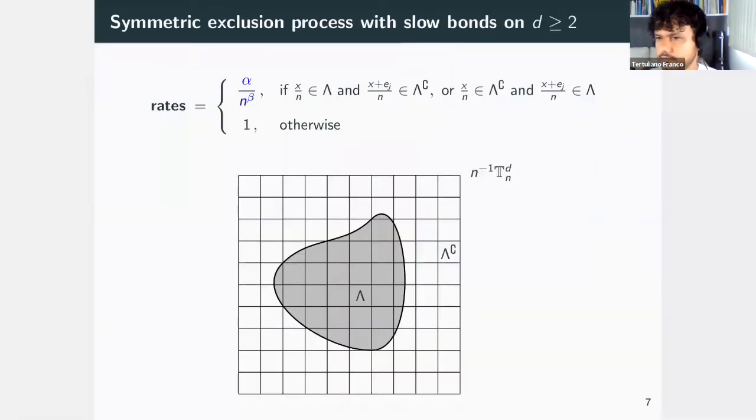Okay, any question so far? Okay. Let's consider the following model. We have this Lambda. Lambda is a region on the continuous torus, with a smooth boundary.